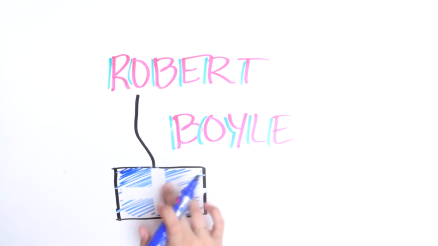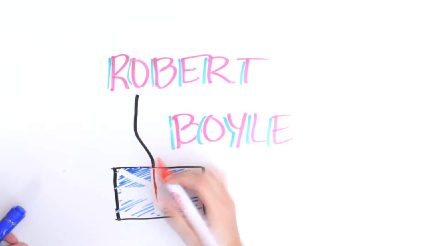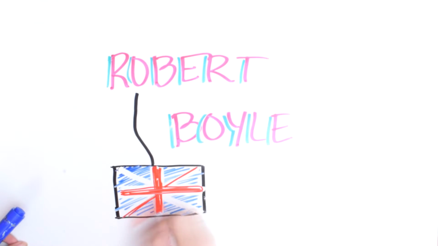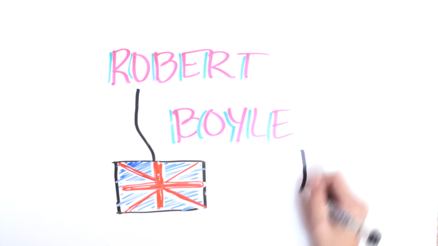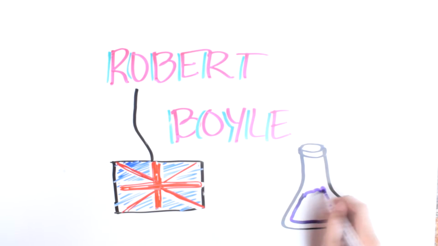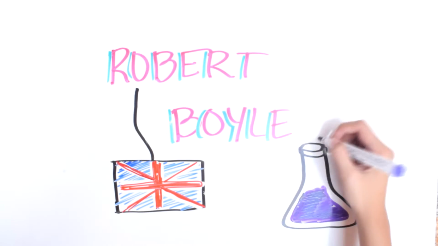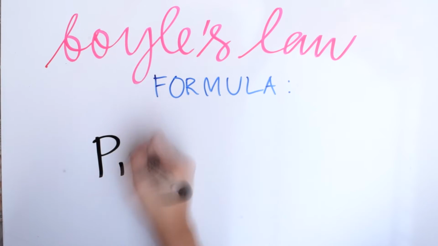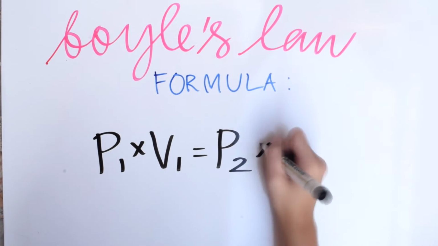The English chemist named Robert Boyle is widely known for discovering the theory that states that the volume of a given mass of gas varies inversely with the pressure when the temperature is kept constant. This describes an inverse relationship: as one variable increases in value, the other variable decreases. The formula for Boyle's law is P1 times V1 is equal to P2 times V2, where P is for pressure and V is for volume.